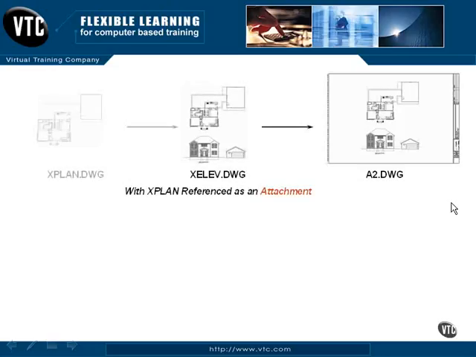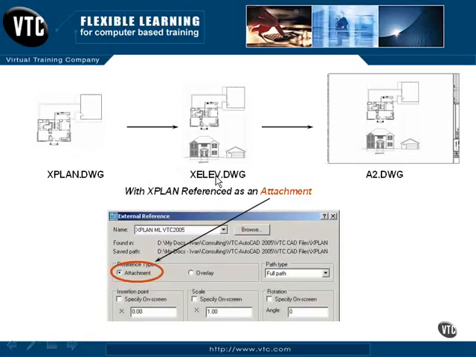In this linear example that I am showing you, I begin with the floor plan. I create that first. When I go to create the elevation, I reference the plan as an attachment. By doing that, when I create the A2 drawing and I reference the elevation, it brings in the image of the elevation, and it also brings with it the image of the floor plan. This is because the plan is referenced as an attachment.